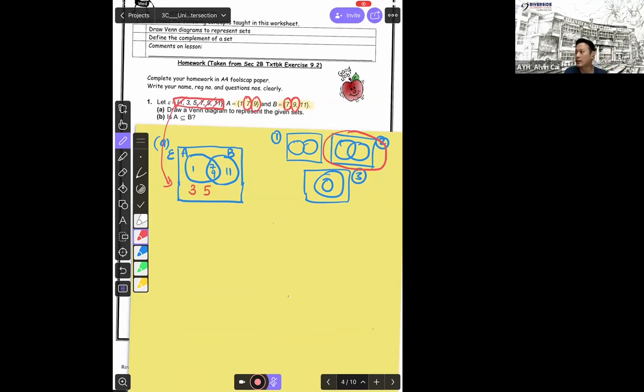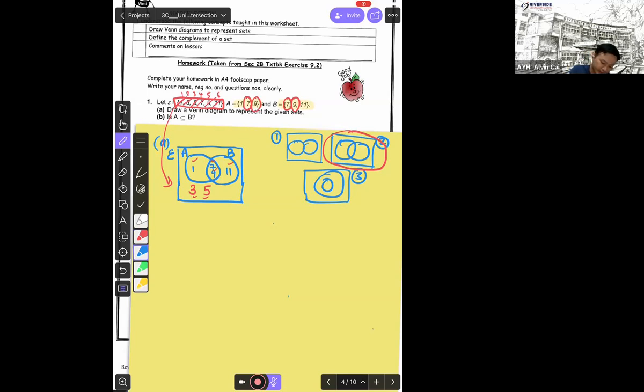So remember, this is how we check. Very important, it is how we check whether we have put in all the numbers that are inside the universal set. One way to check is to count the numbers. So we have 1, 2, 3, 4, 5, 6 numbers. So we should have 6. This is how we confirm and check. These are the numbers and all are placed inside. So this is question A, answer done.